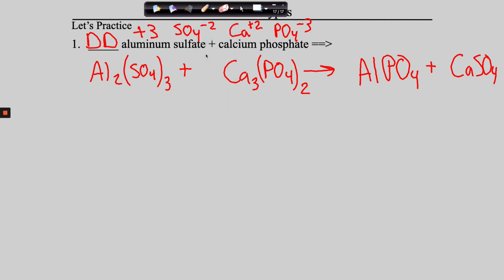Now guys, the last thing we need to do is balance this. We've got 2 aluminums, 1 aluminum, so we need a 2. Then we've got 3 SO4s, and we've got 1 SO4, so we need a 3. And then guys, this is where the magic happens. How many calciums? 3. How many calciums? 3. How many PO4s? Thanks to Mila, there's 2. And PO4s, we're done. That's it.